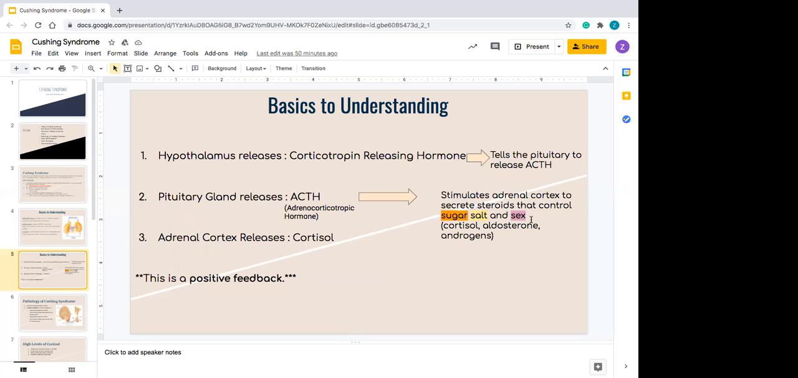So the three S's, it's easier to remember it that way: sugar, salt, and sex, or cortisol, aldosterone, androgens. So basically, when you have too much of these, like sugar, salt, sex, you can have high blood pressure, you can have high glucose levels, and you also get excessive androgens, which means excessive hair growth. So once that happens, the adrenal cortex releases cortisol. But this process is a positive feedback. This is what the body naturally does.